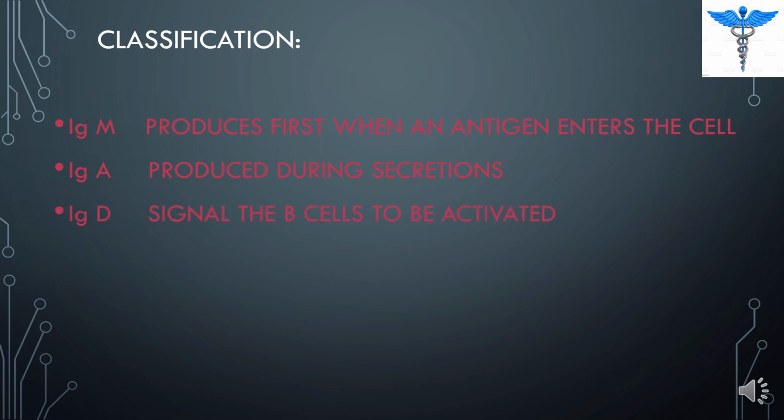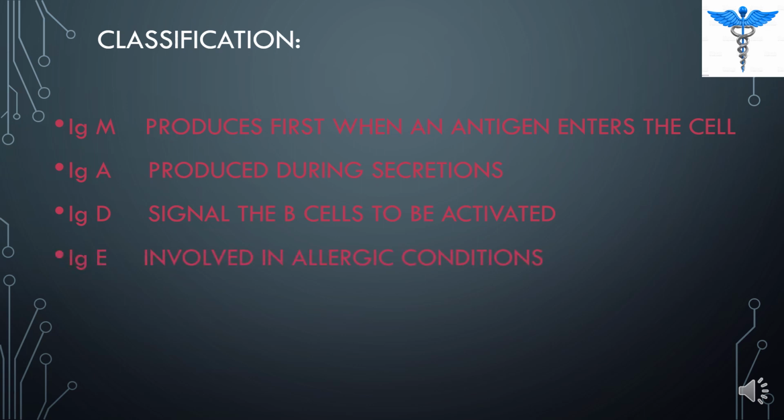IgD. IgD matures the B cell. IgD regulates the B cell. When an antigen enters the body, it is IgD that signals the B cell to become active to produce the antibodies.